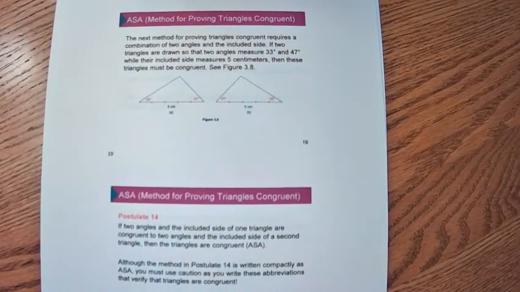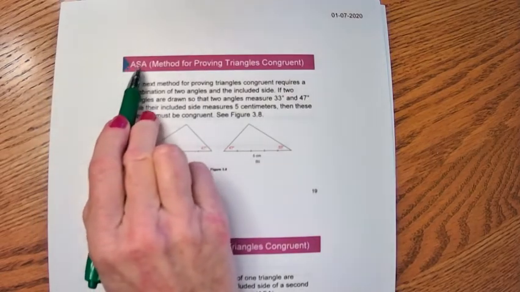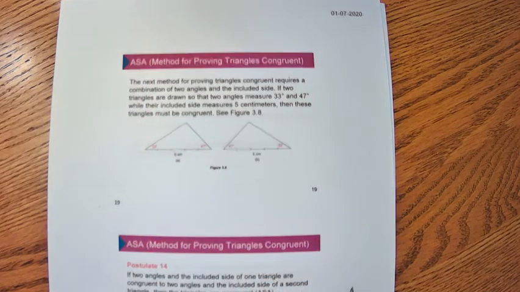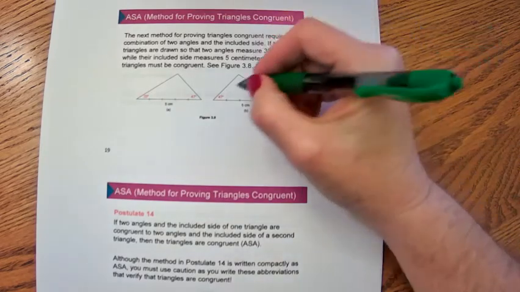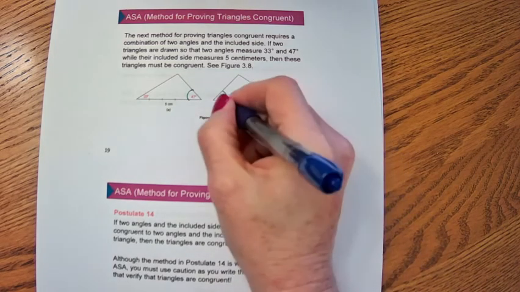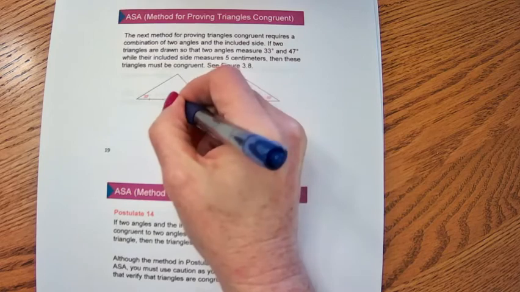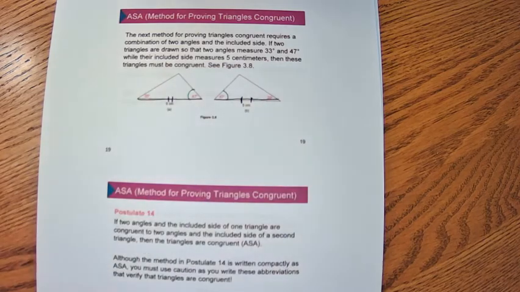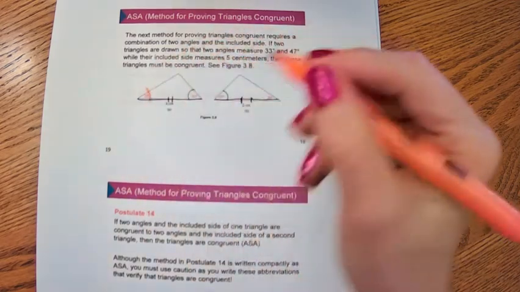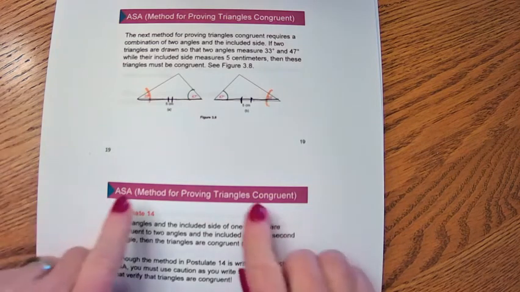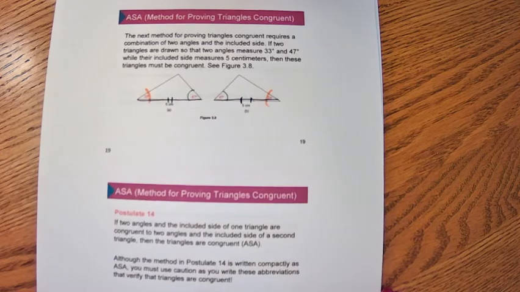The next reason is angle, side, angle. Two consecutive angles and the included side across two triangles, if we have congruent angle, congruent side, and then going around the triangle, congruent angle. That's 33 and that's 33. We would say these two triangles are congruent because of angle, side, angle.